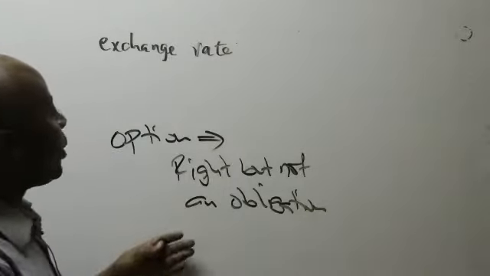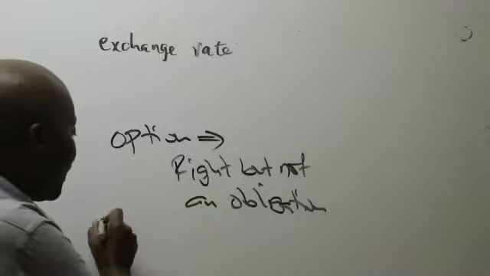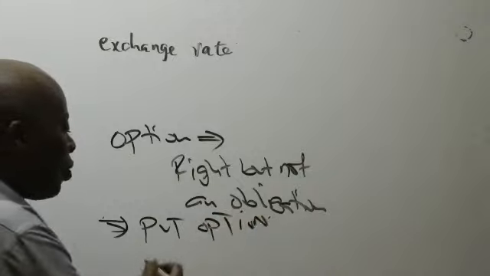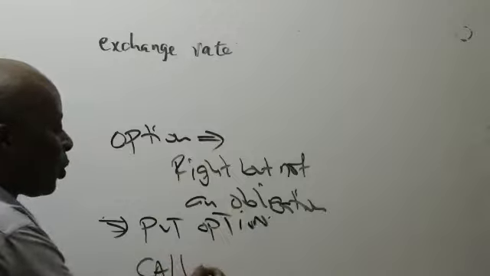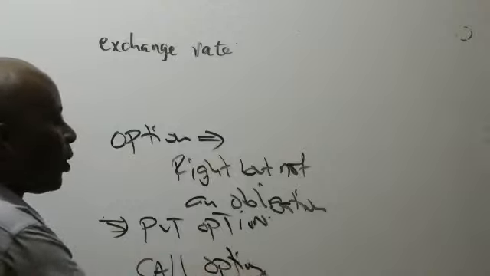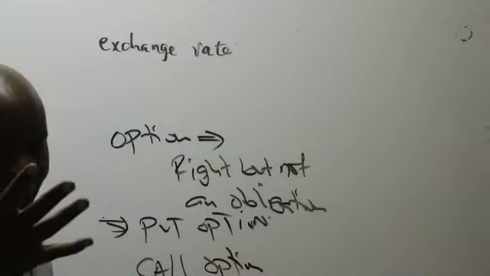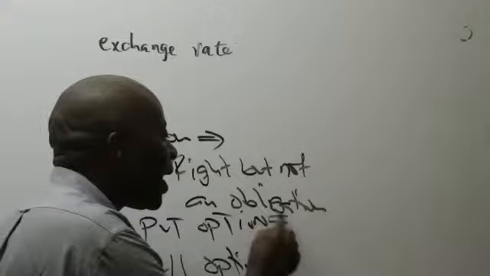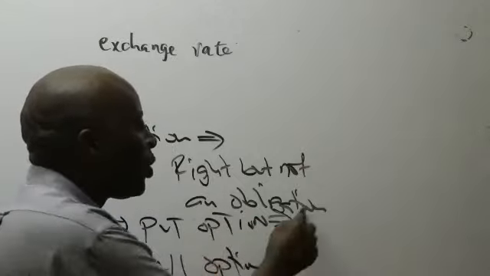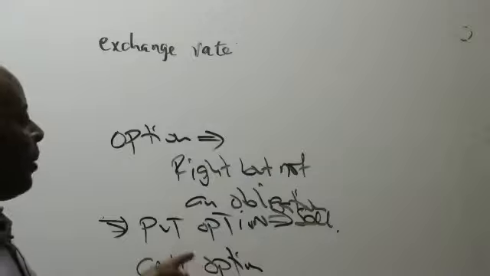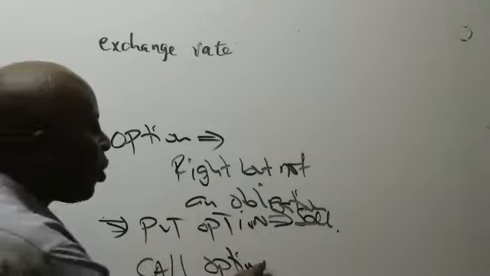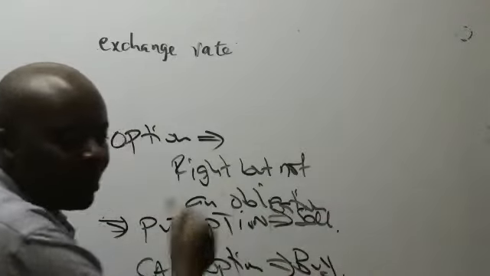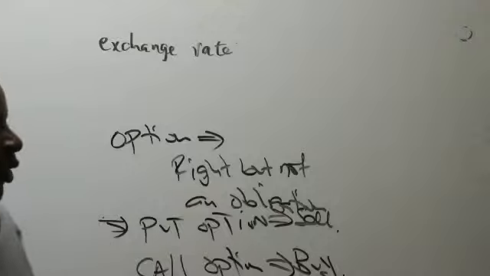Remember, we have generally two types of options. Is there anybody who is able to remember these types of options? We have what we call the put option, and the call option. So the put, you're putting, ladies and gentlemen. A put option gives you the right, but not an obligation to sell. And a call option gives you the right, but not an obligation to buy.